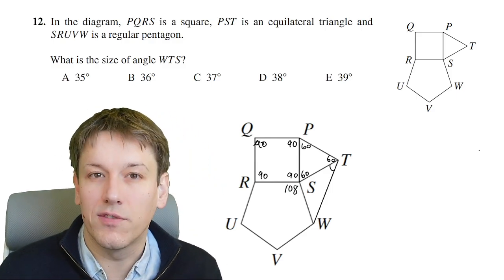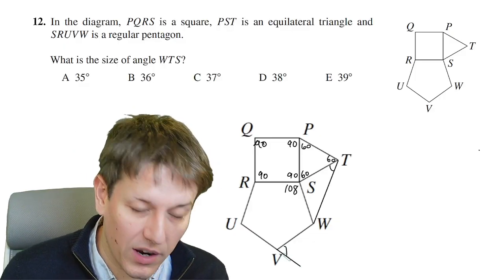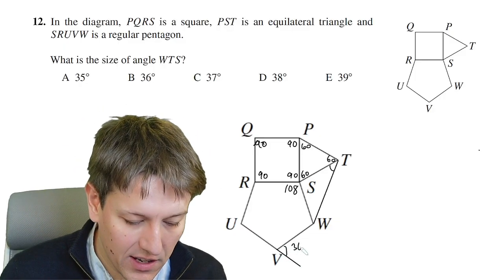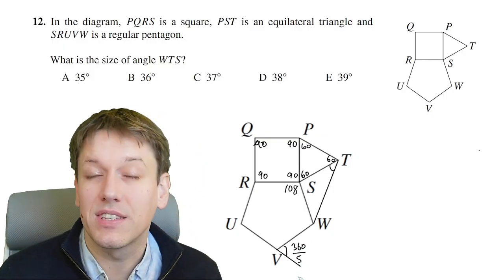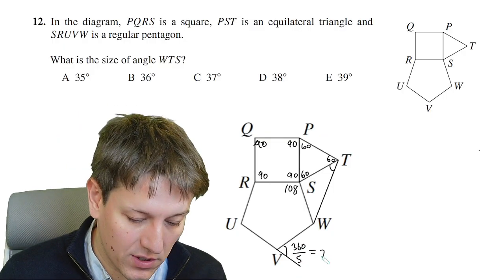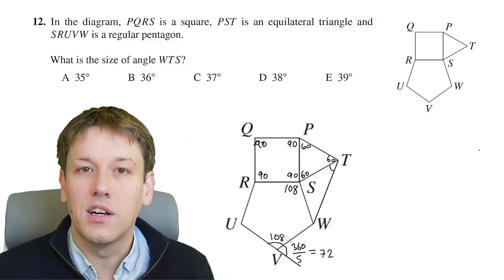But if you didn't, you could use the formula to work it out. I think sometimes the easiest way to do it is just to work out the exterior angle first, because that's the easiest formula. It's just 360 over n, so 360 over 5 here gives you 72, and then 180 minus 72 gives you the interior angle of 108.